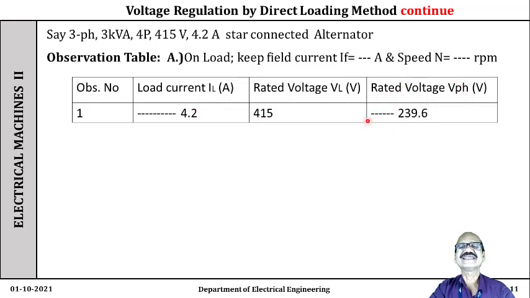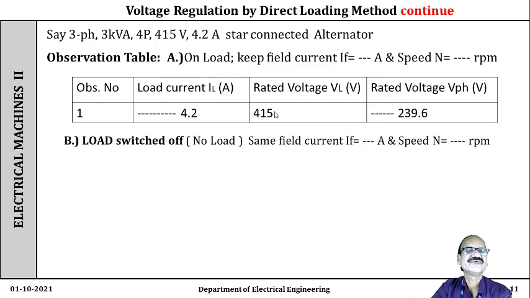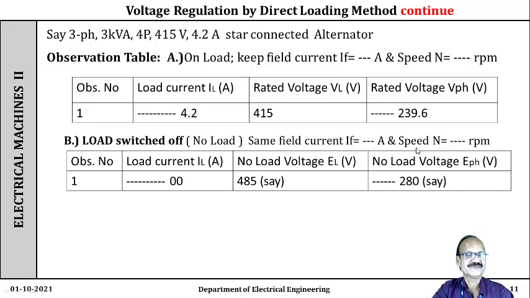I have taken this as an example, it may be different. Note down the reading of the field current and speed when it is delivering the full load current and full load rated voltage, and now switch off the load. That will be no load. Now when the load is switched off, we have to maintain the field current and the speed constant as before the on load condition.